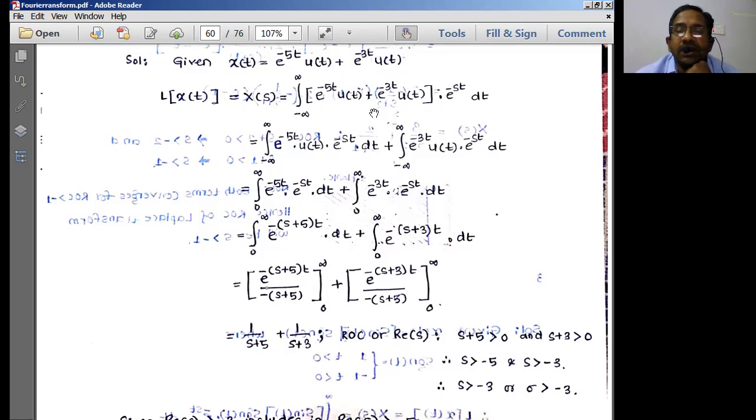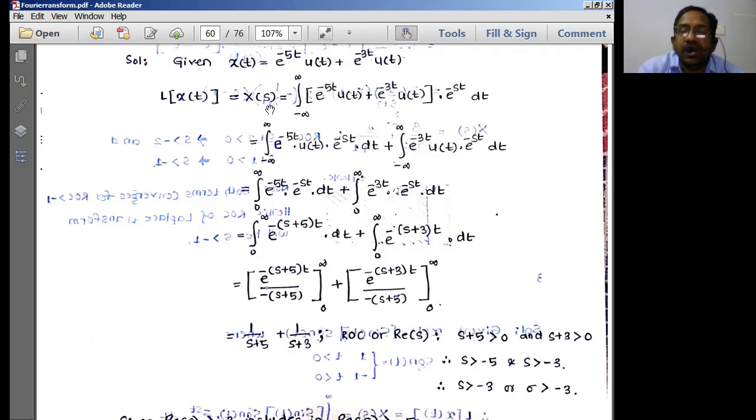What is u of minus t? The value is equal to 1 for the time limits t less than 0. That means t going from 0 to minus infinity. So u of t I can write as u of minus t for that case. Here it is given as u of t. So therefore we will find out the Laplace transform of the given signal x of t. This is written as x of s.